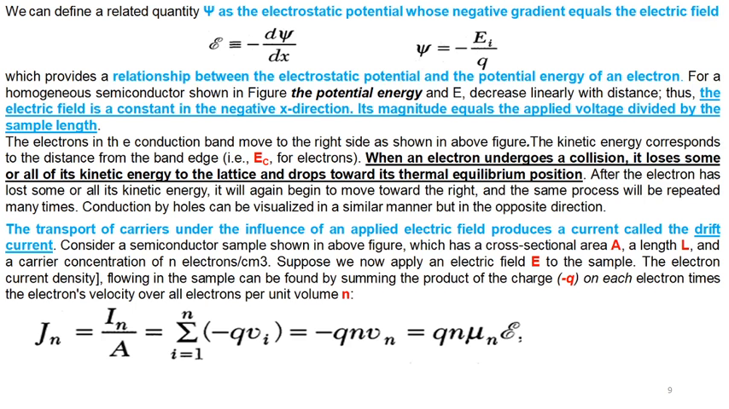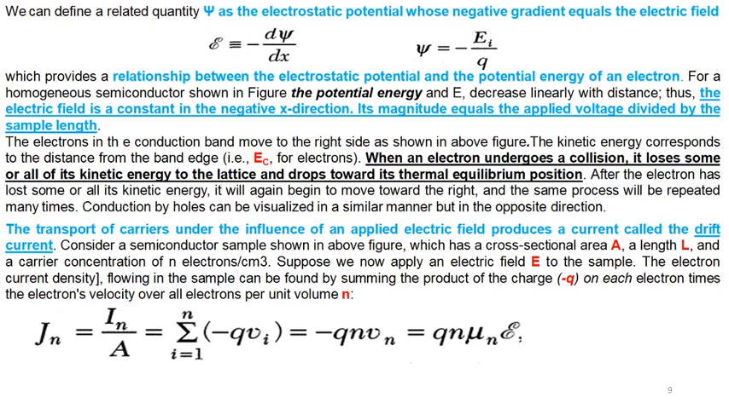One more factor we are adding here is the electrostatic potential, whose negative gradient is equal to the electric field, meaning E equal to minus d psi by dx, and we can write in terms of psi the reference level and a charge. This is the relation between the electrostatic potential psi and the potential energy Ei, just before equation we are showing. For this, the potential energy shown here decreases linearly with distance. That's why there is a negative sign, and the electric field is constant in the negative x direction.